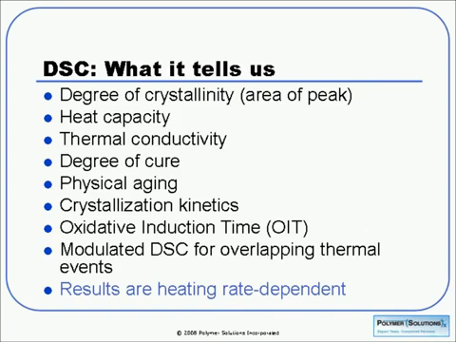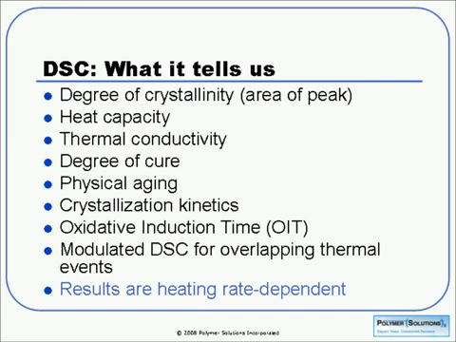DSC can provide a wealth of information. Most of the time it's used to determine things like TG and TM, but it can also give us degree of crystallinity. It can help us determine heat capacity, and in some cases thermal conductivity of samples. We can measure how much a cured sample has cured.